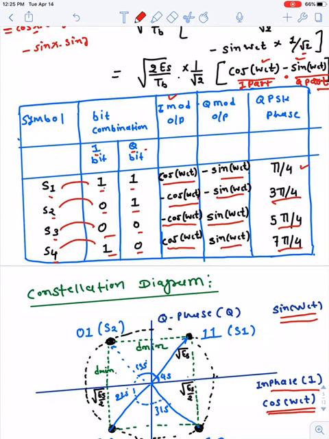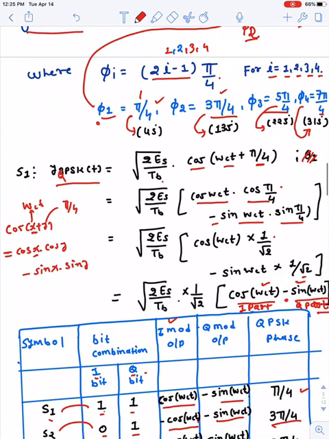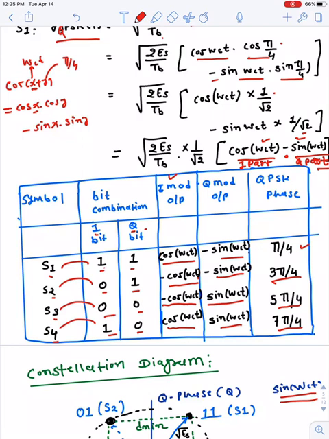So that way you can put in the different values of phi in this equation and you can separate out the I part, which is the first part, and the Q part, which is the second part. The I part is in the form of a cos, so it can have a plus cos omega ct or minus cos omega ct, and the Q part is in the form of sine, it can have plus sin omega ct or minus sin omega ct.